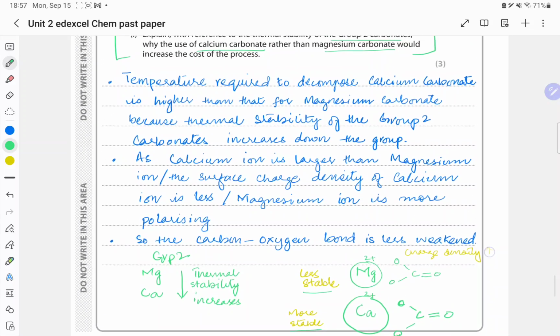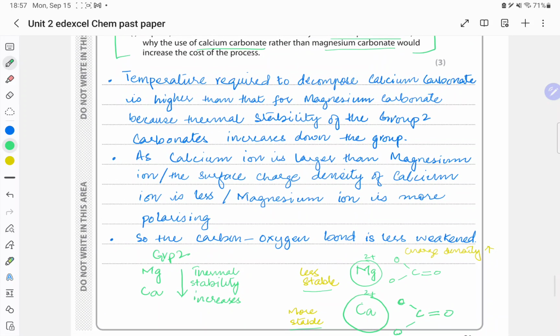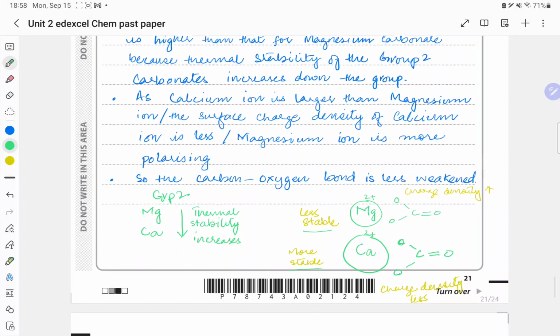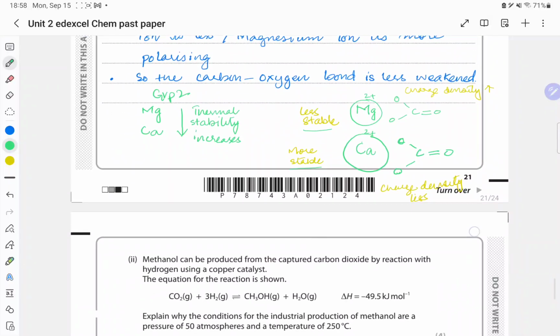So let's see how you're going to write it. The temperature required to decompose calcium carbonate is higher than that for magnesium carbonate, because thermal stability of group 2 carbonates increases down the group. As the calcium ion is larger than the magnesium ion, the surface charge density of the calcium ion is less, or the magnesium ion is more polarizing, so the carbon oxygen bond is less weakened. So this is one of the reasons.